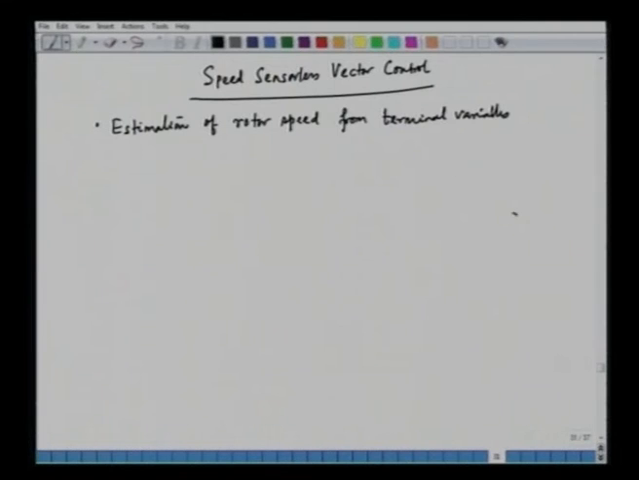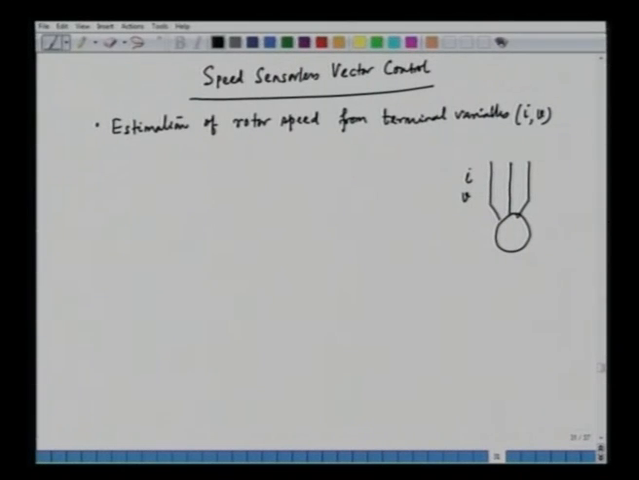Suppose we have an induction machine, and these are the three phases of an induction machine, and what is available to us is the three terminals, okay? And in this case we can have the currents and the voltages. So the terminal variables are in fact the current and the voltages. So we have to estimate the speed from current and the voltages of an induction machine.